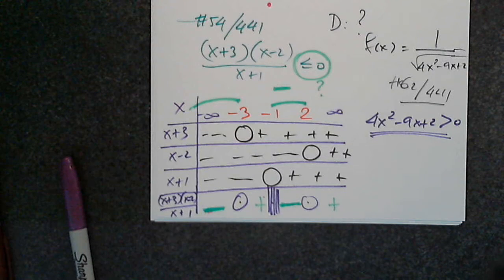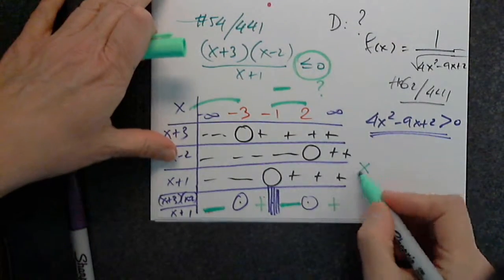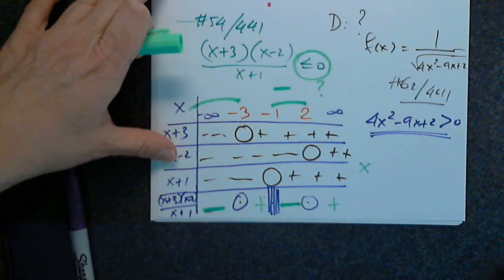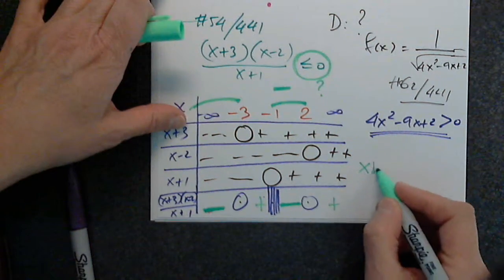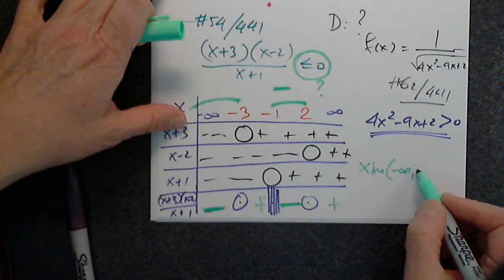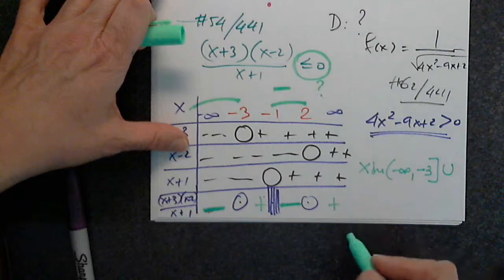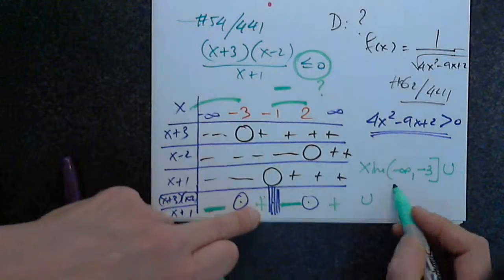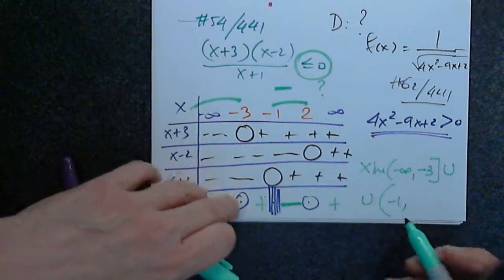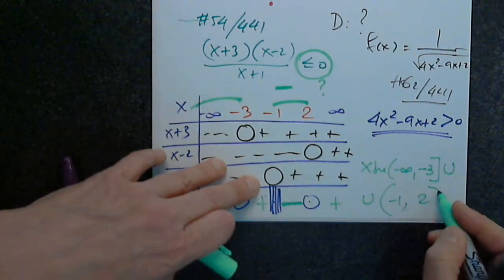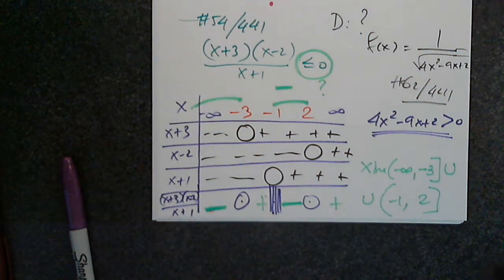So the question here, one more time, is asking us to find x such that the inequality is fulfilled. So what will you write as the final solution for this inequality? X in the interval -infinity to -3. Do I include? Bracket, yes. Union. Parentheses, yes, I cannot include -1. -1, 2, bracket. That's it. That's all you need to do.